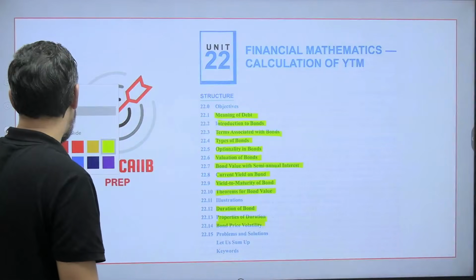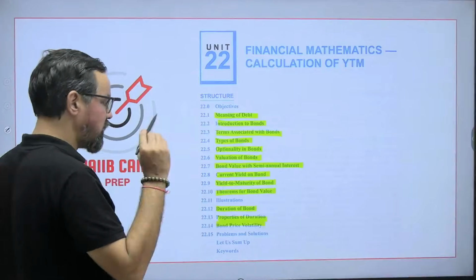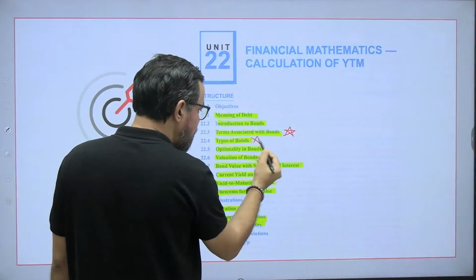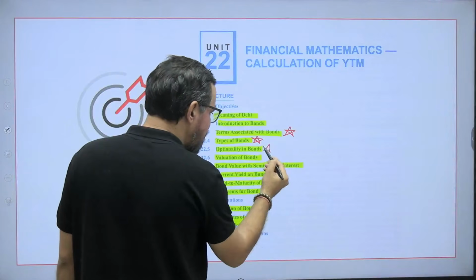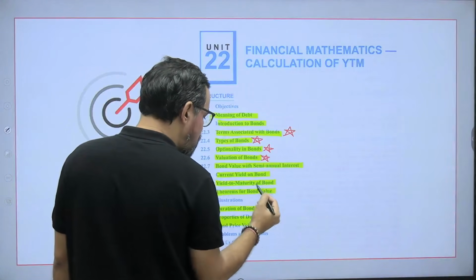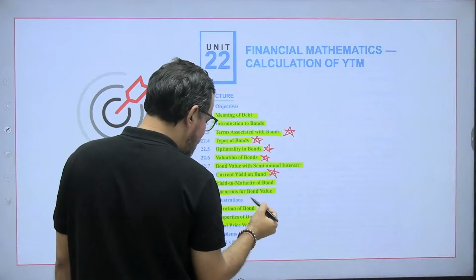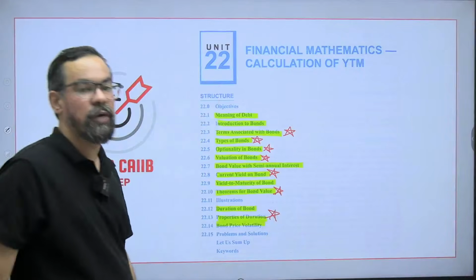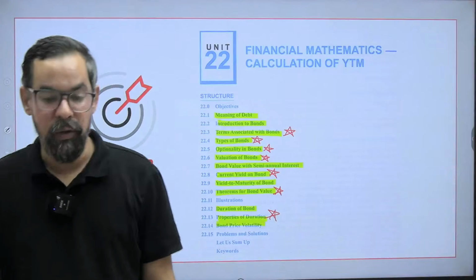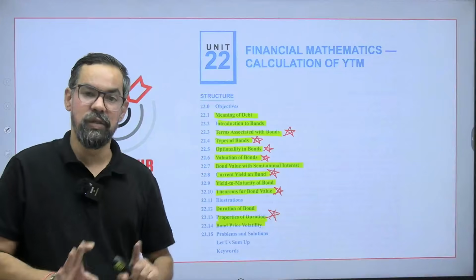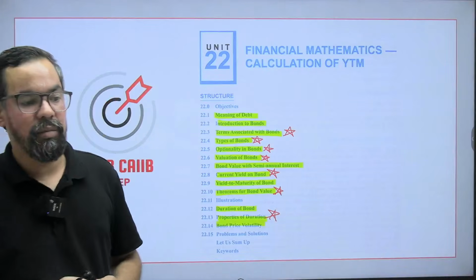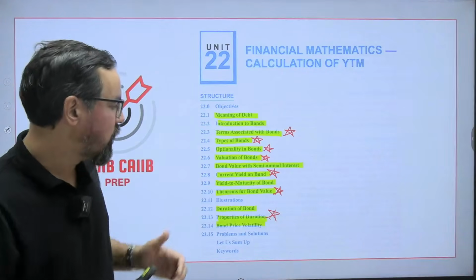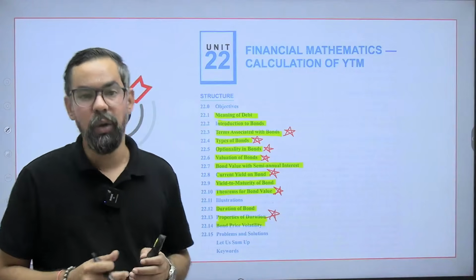So when it comes to this particular unit, there are a few important subtopics. One is your terminology. Sometimes you'll get questions around this. Then different types of bonds, optionality in bonds, valuation of bonds, and current yield. And then theorems of bond value and theorems of duration. These are some important areas, and you can expect 2 marks questions based on this unit. You have to develop the concepts very well, then only you will be able to answer questions related to this topic.